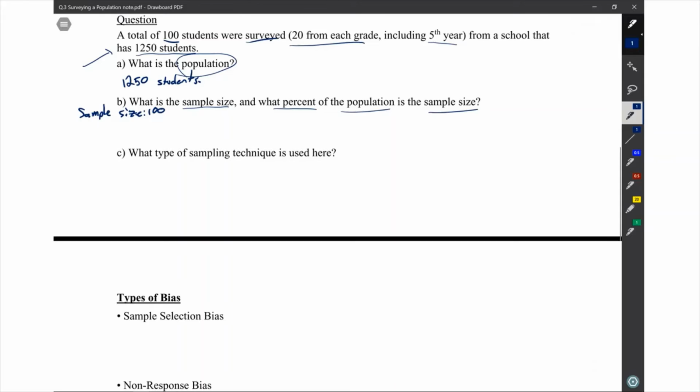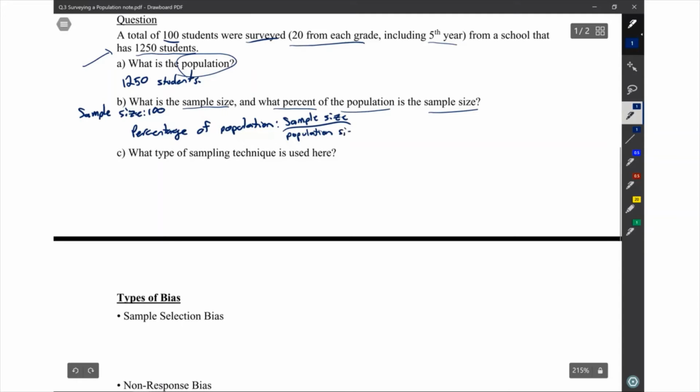Well, we've gone over percentages fairly frequently recently. The percentage of the population would be our sample size divided by our population size, which equals 100 divided by 1,250, which if I bring that up on my calculator, is 0.08, and I can turn that into a percentage by multiplying it by 100. We've been doing that fairly frequently, so that's 8%.